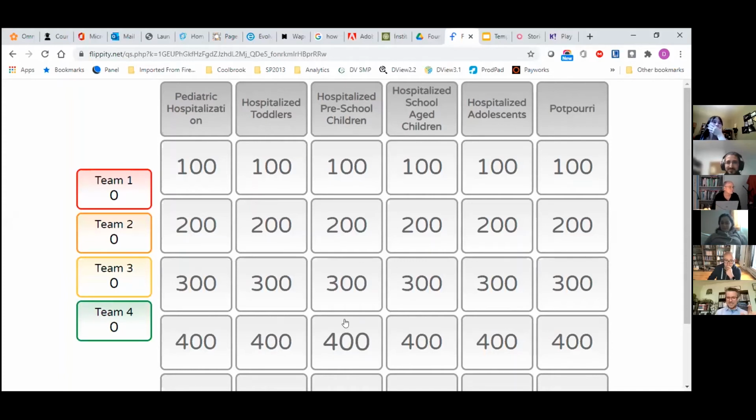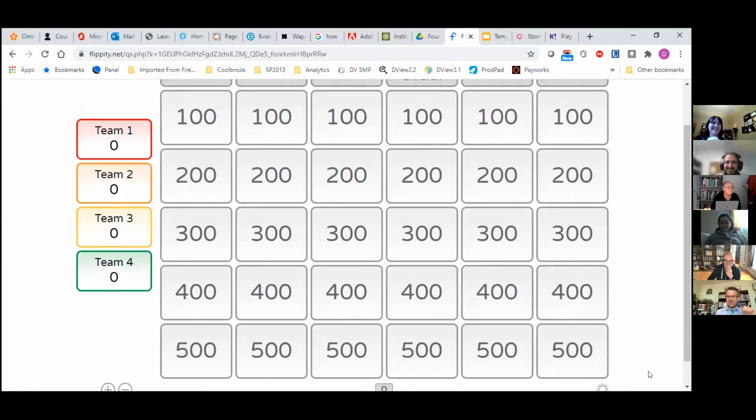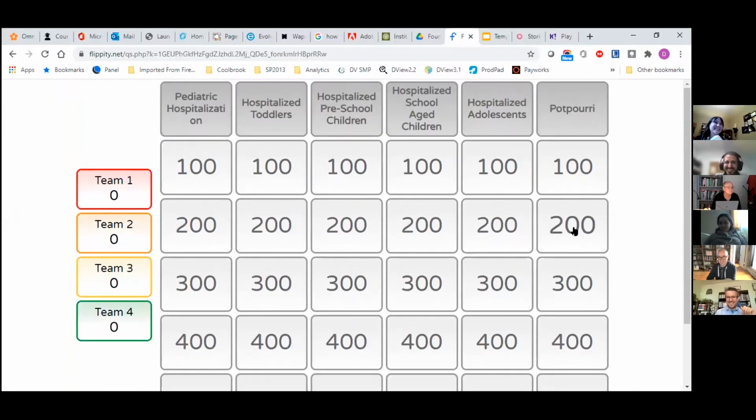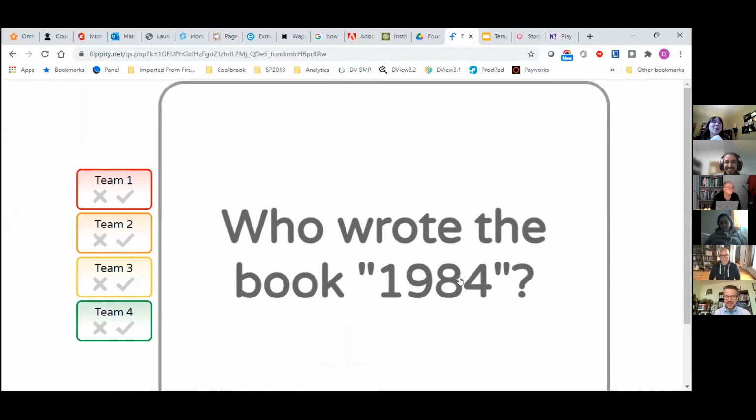So team number 1, go ahead. I suppose it's us, and I'll act as the president of team number 1, and I'll go with potpourri, please. Let's say 100, please. George Orwell. But remember, you're playing in a team. I agree with the president. It's an elected president, not a dictator, man. But okay, I guess if the president knows the answer.